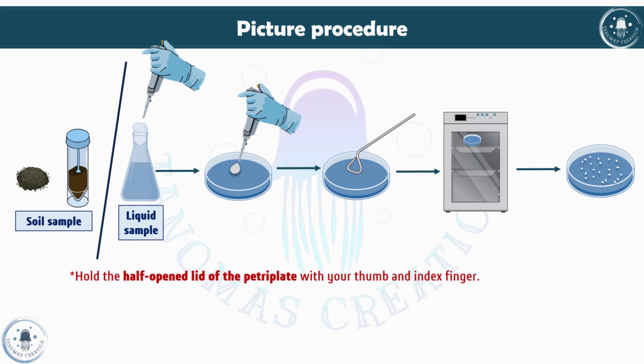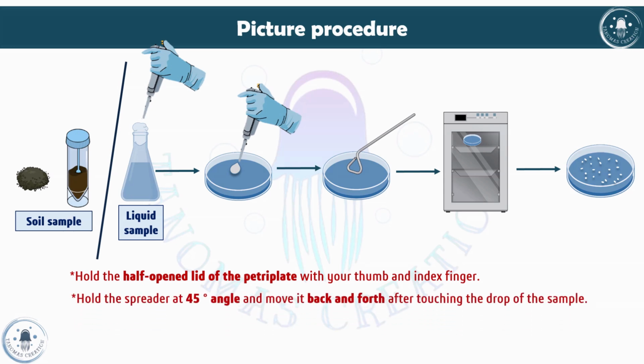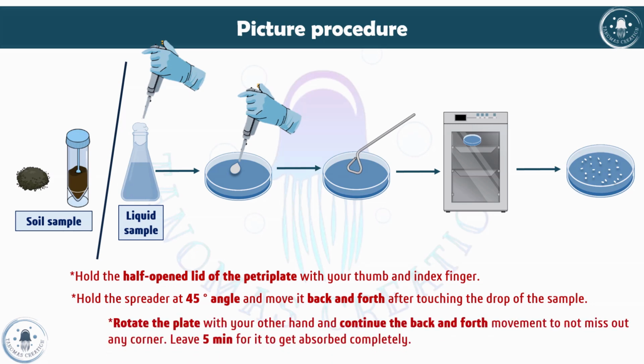Now here are some of the points that you need to remember. You need to open the lid of the petri plate, but you should not uncover the whole petri plate at once. It's better to hold the lid half open with your thumb and the index finger and do the spreading. Second is to hold the spreader at the 45-degree angle and you move it back and forth after touching the drop of the sample that you have put using the pipette. Okay, so you move it back and forth.